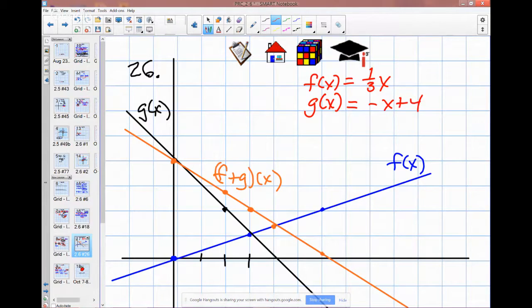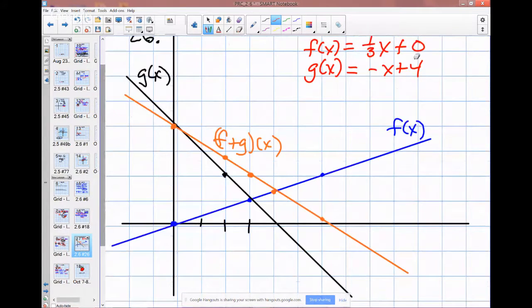That's what's given. You should recognize those as straight lines, right? You could think of 1/3 x as 1/3 x plus 0, so it's in slope-intercept form. It has a y-intercept of 0. See, it's the blue line here, and its slope is 1/3. So for every 3 to the right, up 1. See how I got this next point here? Okay, so there's f of x.